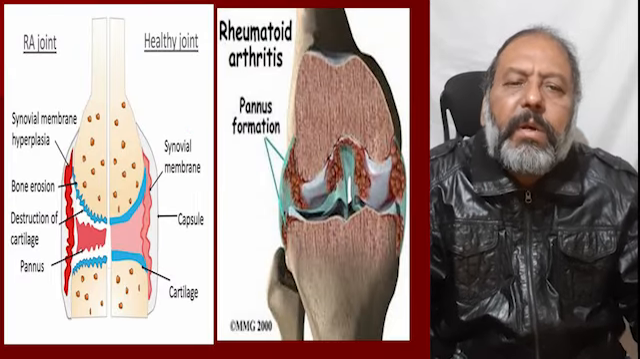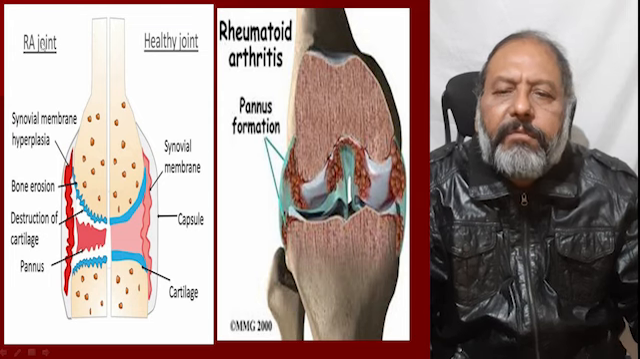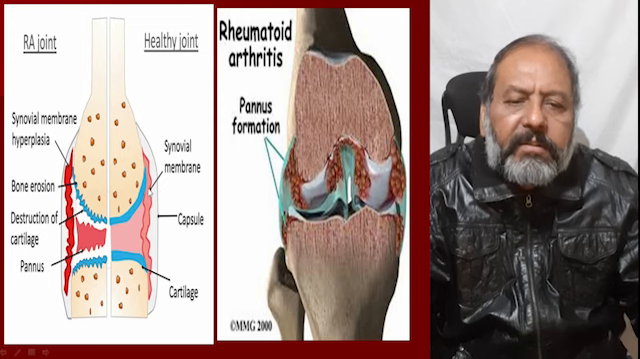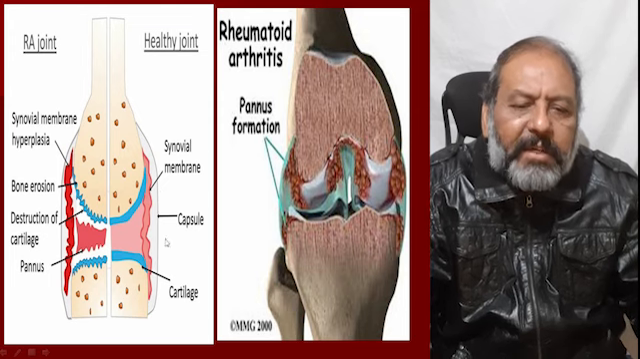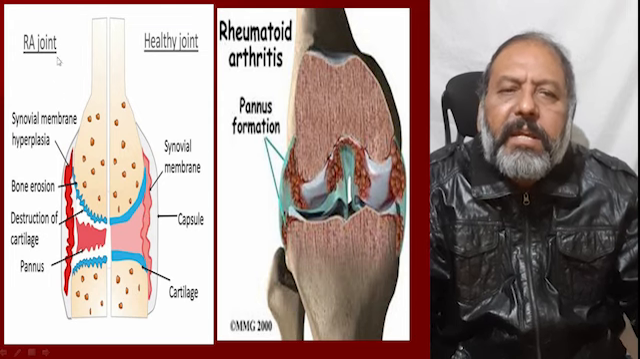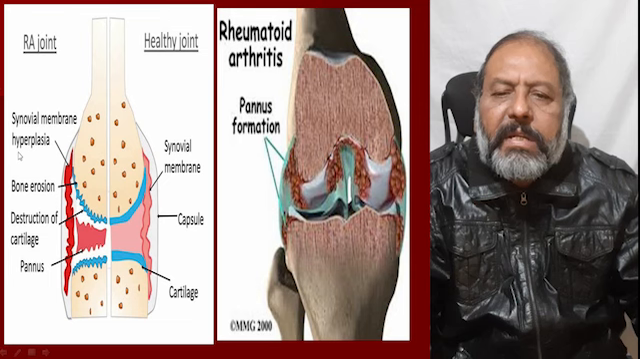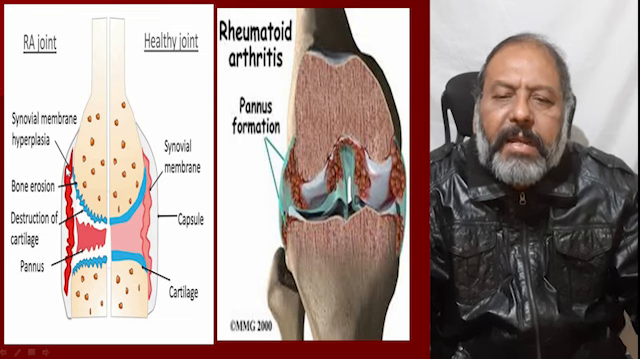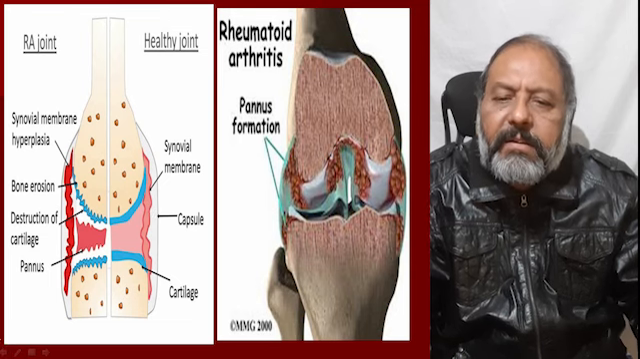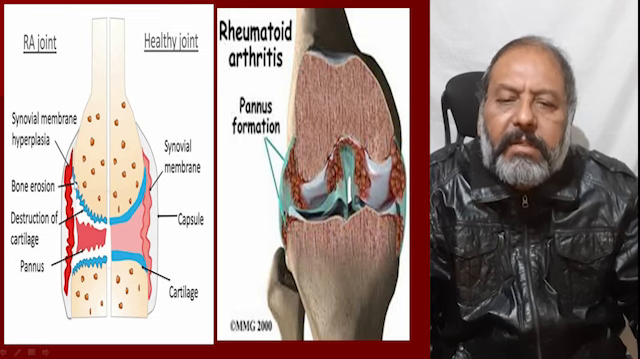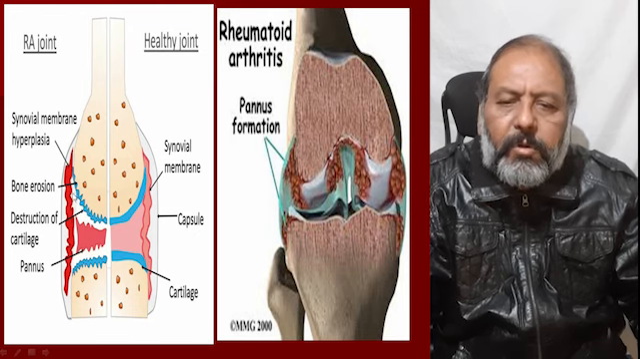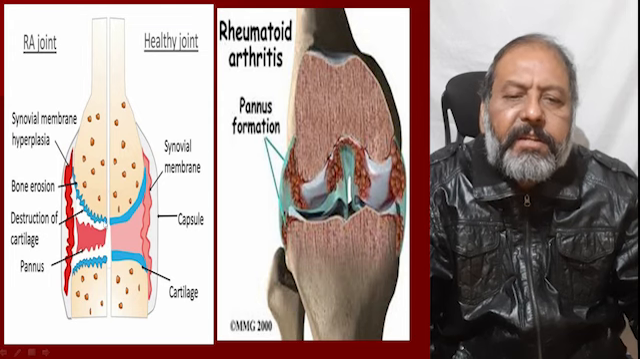Now, here one can compare the healthy joint with the rheumatoid arthritis joint. Here one can see in the healthy joint the synovial membrane, the capsule, and the cartilage. But in the case of rheumatoid arthritis, one can see synovial membrane hyperplasia as compared to the normal synovial membrane. Then there is bone erosion here. One can see the sash-like appearance of the bone, that is bone erosion, and here it is smooth.